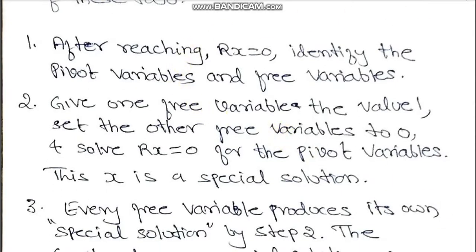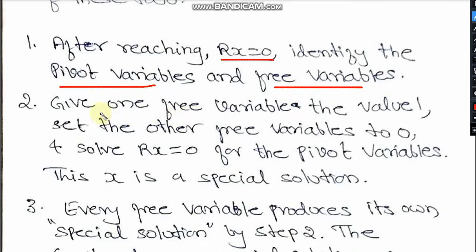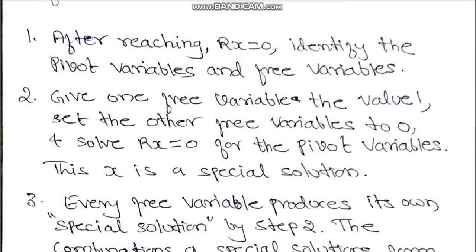The same thing can be done after reaching r, that is rx equals 0. Identify the paired variables, as we did, and identify the free variables. Using the free variables, give one free variable the value 1 and set the other variables to 0. That I have explained, and we call it the special solution. Every free variable produces its own special solution, because if you have two free variables, then you have two special solutions. So depending on the number of free variables, you have that number of special solutions.